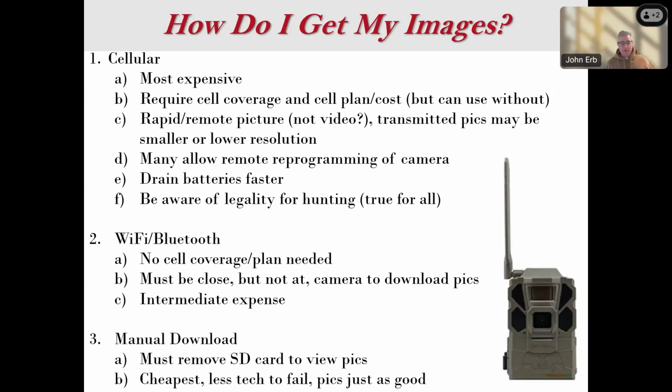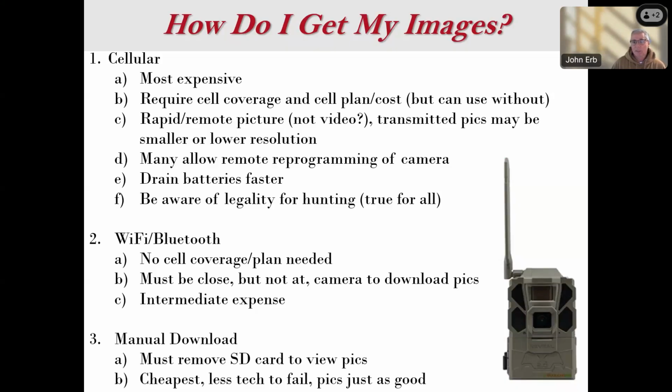I intended to try and make this less wordy, but I'm just going to run through it fast: how you get your images. Cameras come in 3 different options generally. Cellular, I mentioned before, so you can get your images immediately or close to that. These cameras tend to be the most expensive, but you do have to have cell coverage wherever you place the camera. And you will have to have a cell plan just like you do for your phone.